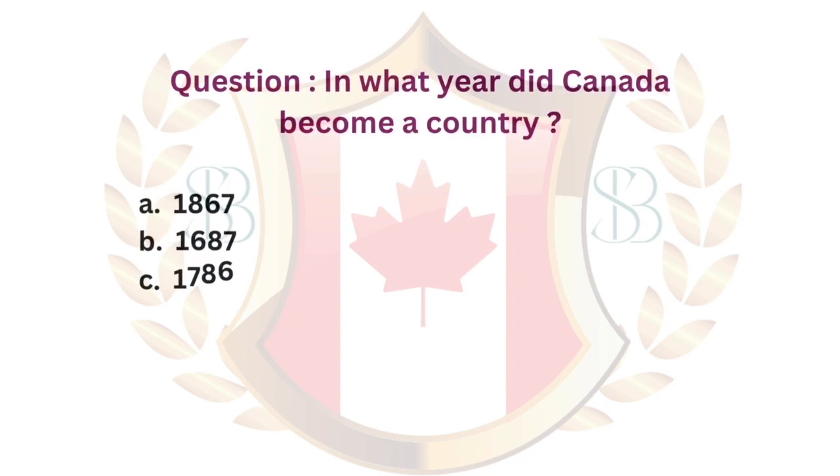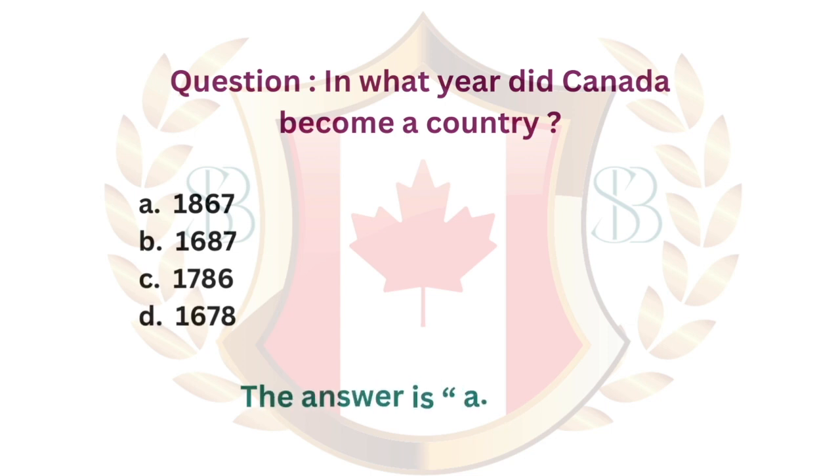Question. In what year did Canada become a country? A. 1867. B. 1687. C. 1786. D. 1678. The answer is A. 1867.